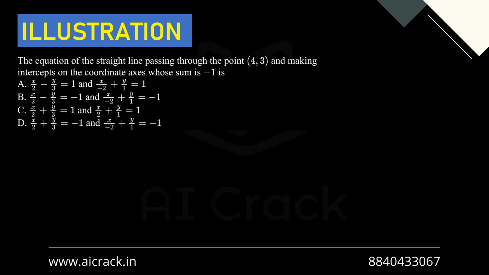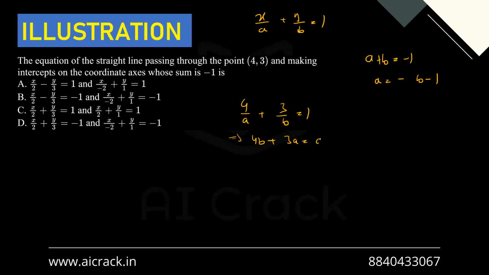Now let's look at this question. The equation of a straight line passes through the point (4, 3) and makes intercepts on the coordinate axes whose sum is -1. So basically we have to use the intercept form over here: x by a plus y by b equals 1, where a and b are the intercepts. According to the given situation, a plus b equals -1, so a equals minus b minus 1. Also, this point lies on the line, so 4 by a plus 3 by b equals 1. That becomes 4b plus 3a equals ab.